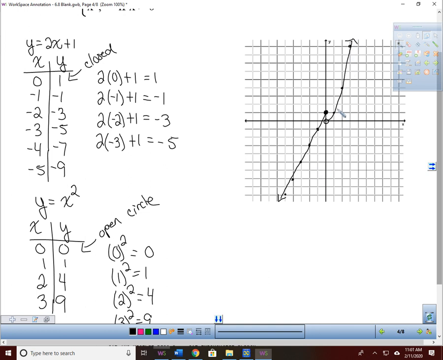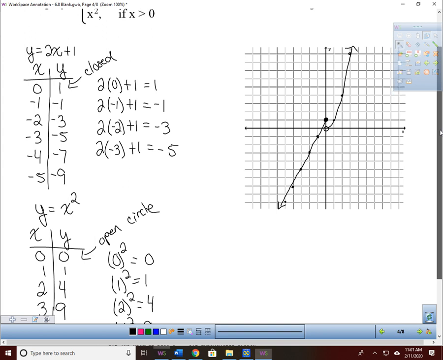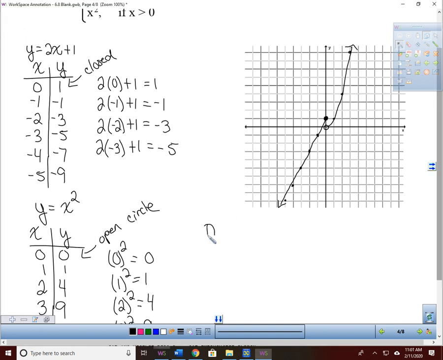All right, and just so you know, since these are functions, okay, I will not have a closed circle on top of an open circle. Like one will be open, one will be closed, okay? So you shouldn't have like a closed and a closed right here. All right, so let's talk domain and range.